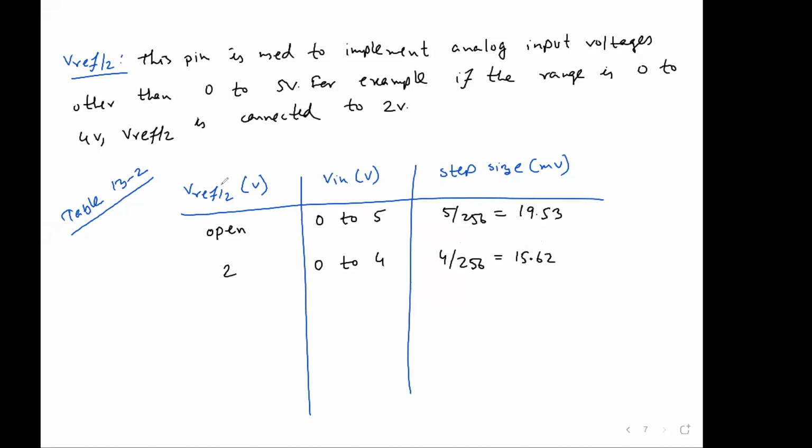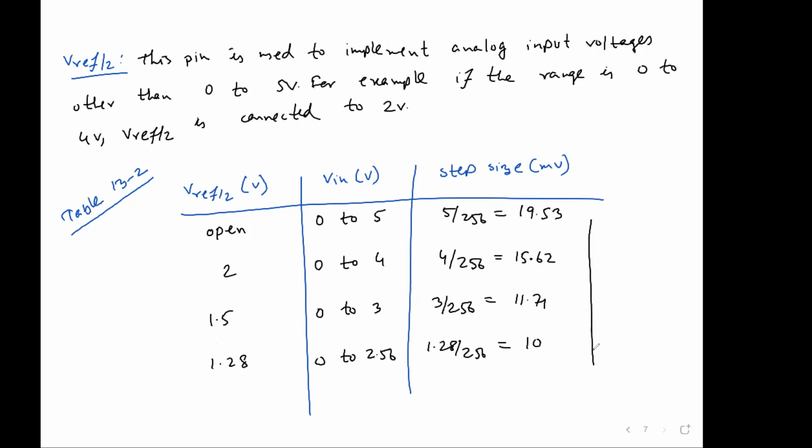15.62. Okay, I think the connection was a bit unstable. I'm repeating. If VREF by 2 is connected to 2, then the reference voltage will be twice of that VREF by 2, which gives us 4. So now the step size will be 15.62. Similarly, if we go from 0 to 3, your VREF by 2 will be connected to 1.5 volt. So the step size will be 3 divided by 256 and it will be 11.71. Finally, if the range is from 0 to 2.56 volt, then your VREF by 2 will be connected to 1.28 and 1.28 divided by 256 will give you 10.